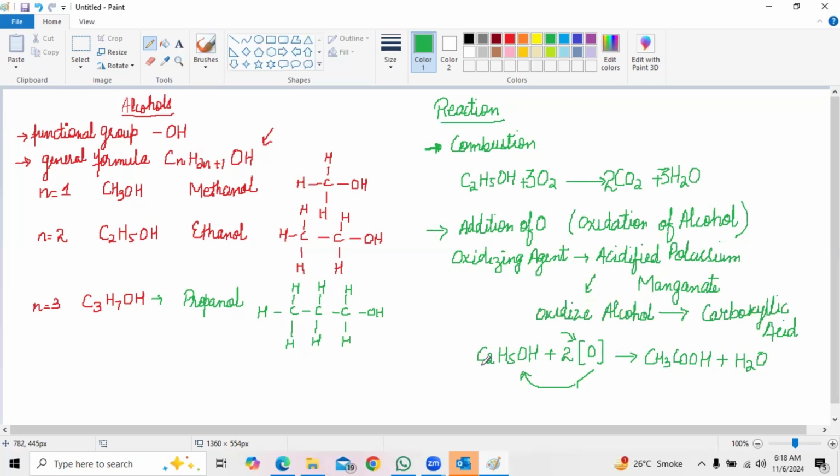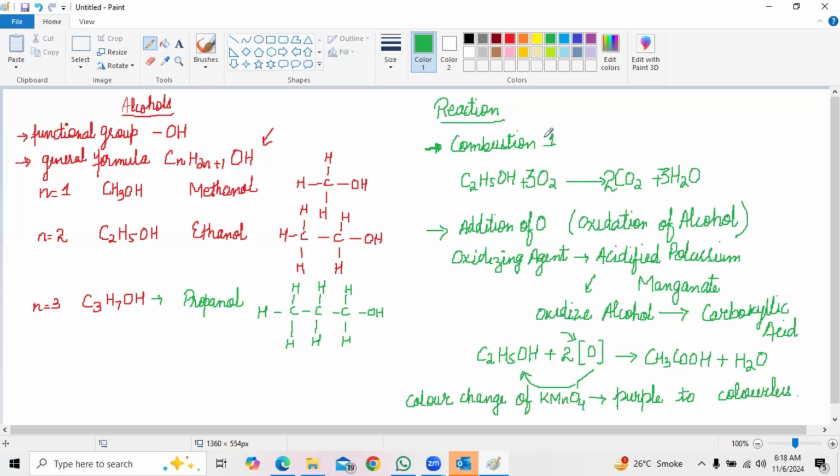So I hope it is going to be clear. Okay. And what would be the color change? That is also asked in the exam. Color change of KMnO4. So the color change of KMnO4 would be that it is going to change from purple to colorless. Purple to colorless.